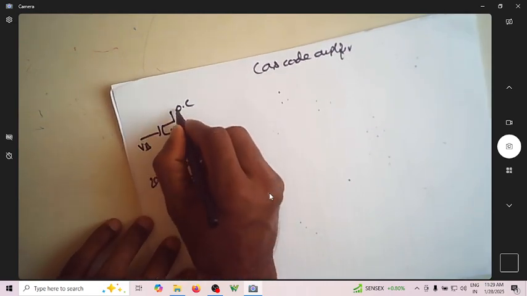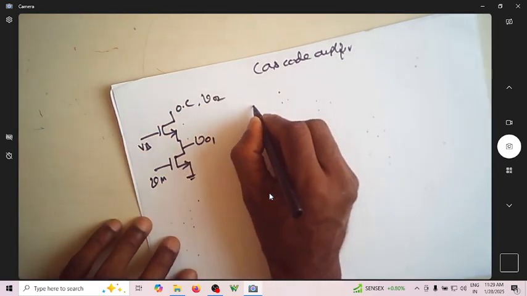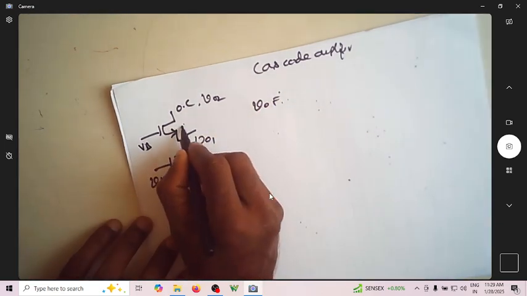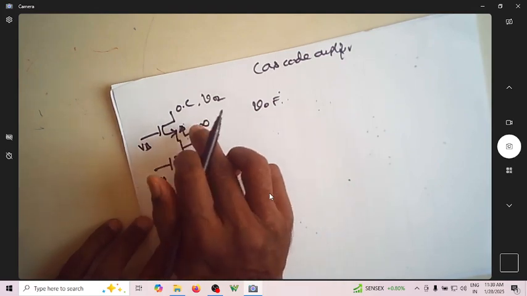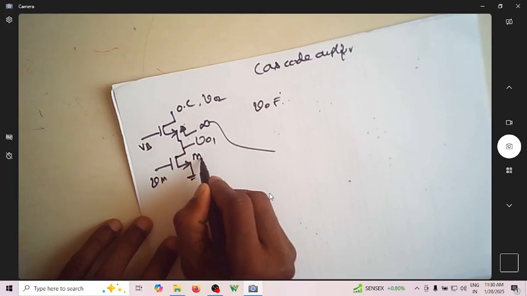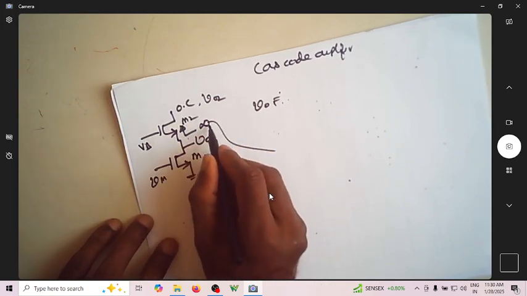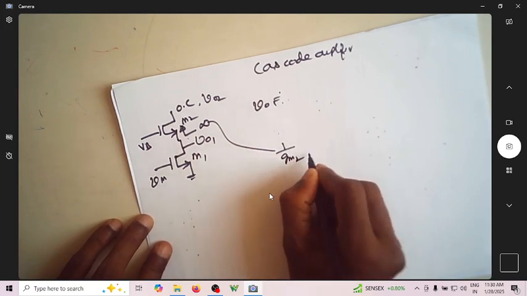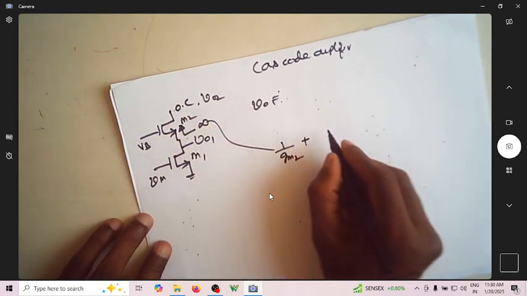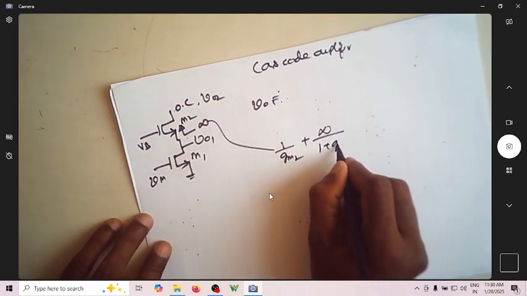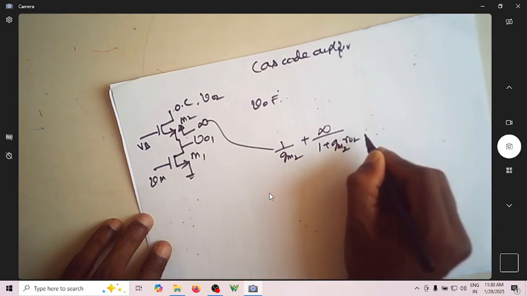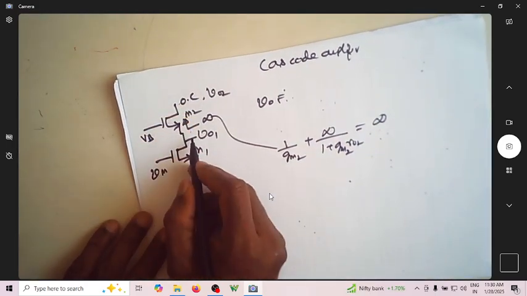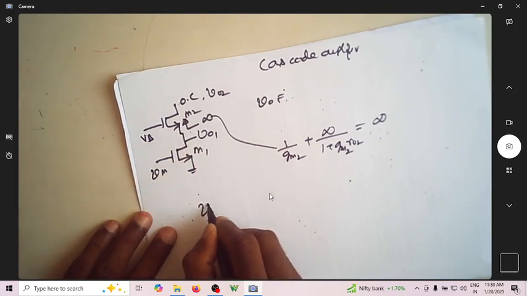If this is Vo1 and this is Vo2, what is Vo1? The resistance looking up now is infinity. Why is it infinity? Let me call the transistors M1, M2. The resistance looking up over here is 1 over gm2 plus the resistance over here, which is infinity, divided by 1 plus gm2 ro2. So this is actually infinity. That's how this resistance looking up is infinity. Once it is infinity, what is Vo1?